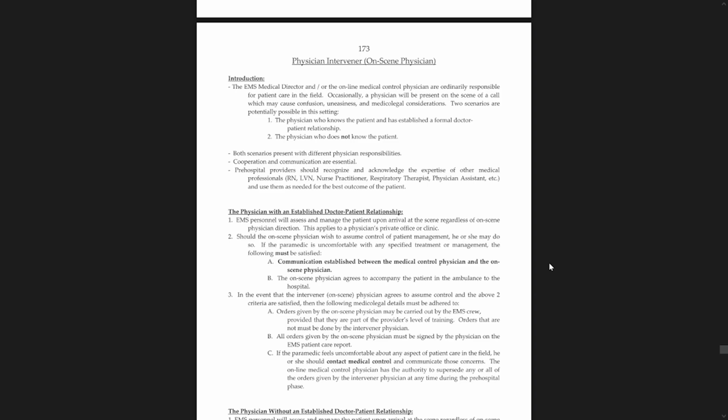If you have a physician intervener or an on-scene physician, to introduce this, the EMS medical director and/or the online medical control physician are ordinarily responsible for patient care in the field. Occasionally, a physician will be present on the scene of a call, which may cause confusion, uneasiness, and medico-legal considerations. Two scenarios are possible whenever this happens: the physician knows the patient and has established a formal doctor-patient relationship, or the physician does not know the patient. Both scenarios present with different physician responsibilities. Cooperation and communication are essential.